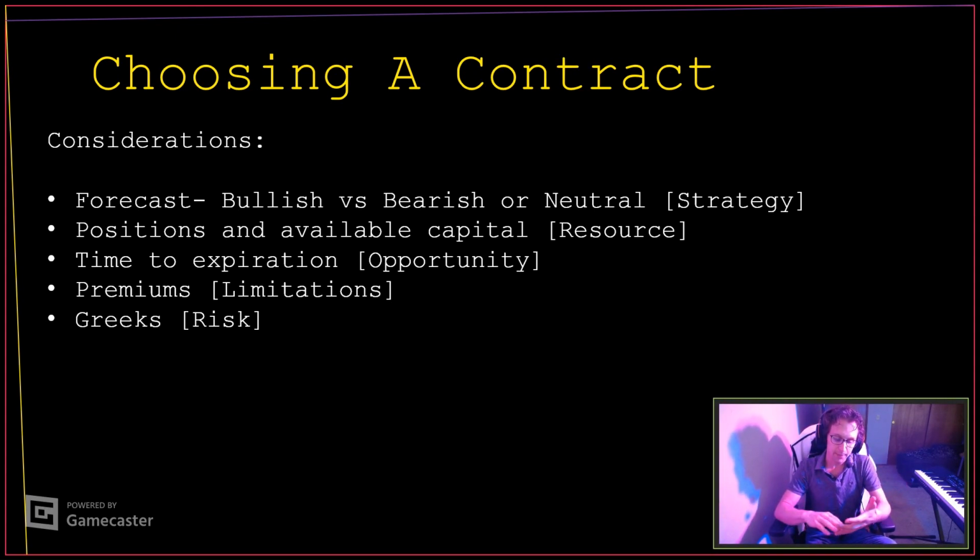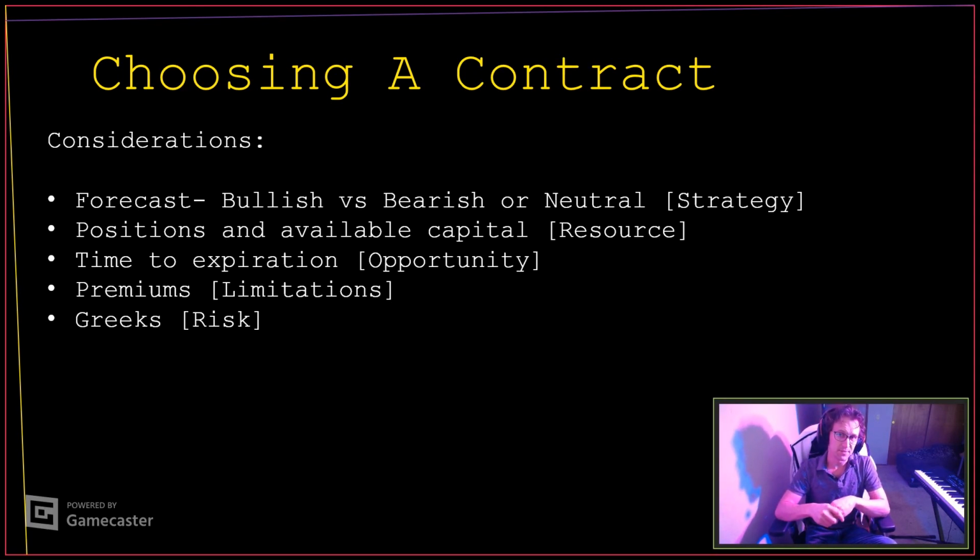The positions and the capital you have on hand are going to be resources in building that strategy. There's going to be a window of opportunity to do that. The time to expiration is the limiting factor on that side, and so you need a forecast to help you to be able to put together realistic expiration dates and to manage theta.